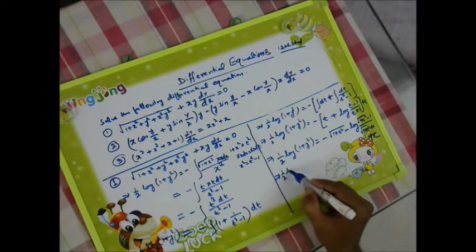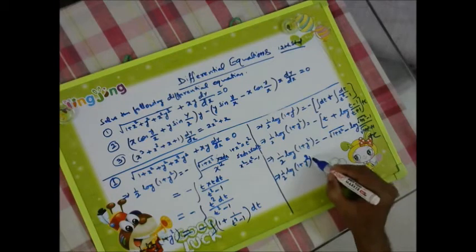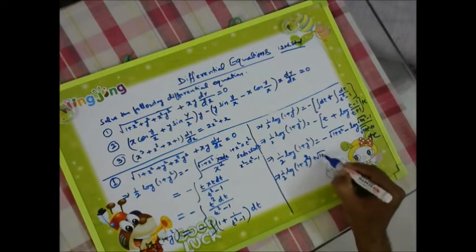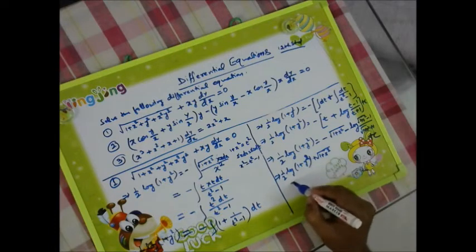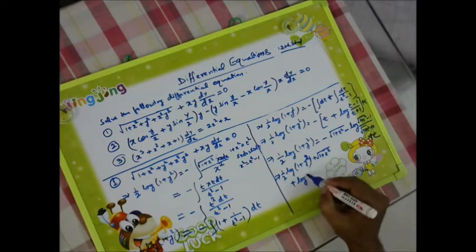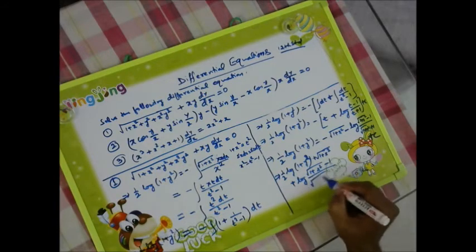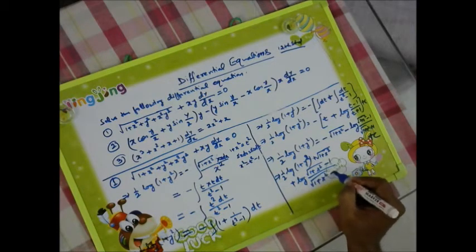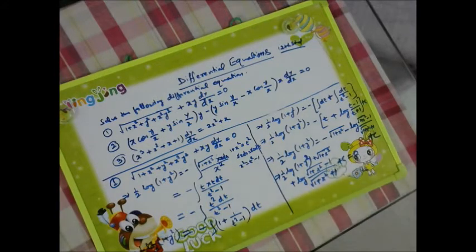Half log 1 plus y square plus whole root 1 plus x square plus log of whole root 1 plus x square minus 1 by whole root 1 plus x square plus 1, plus c is equal to 0. Like this we can write. This one will become our solution.